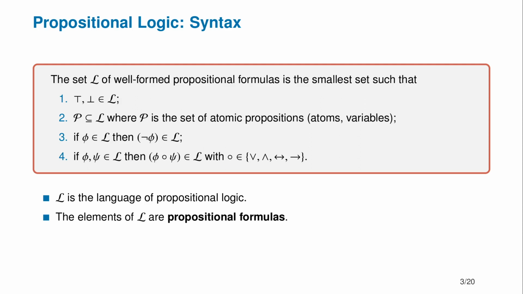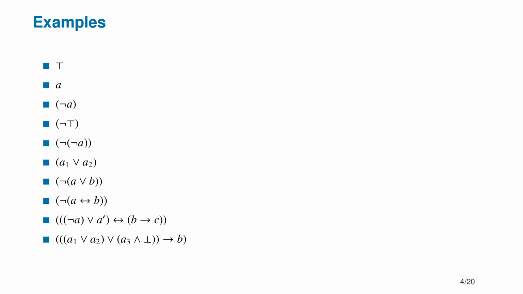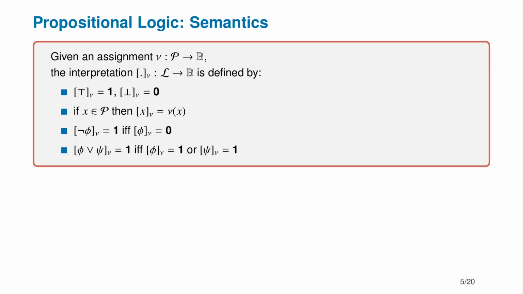We call L the set, the language of propositional logic, and these elements are propositional formulas. Here I have several examples. We have top, we have the variable a, we have not a, and here we have some more complex formulas. So this is how propositional formulas in principle could look like. Now we give the whole thing a meaning.